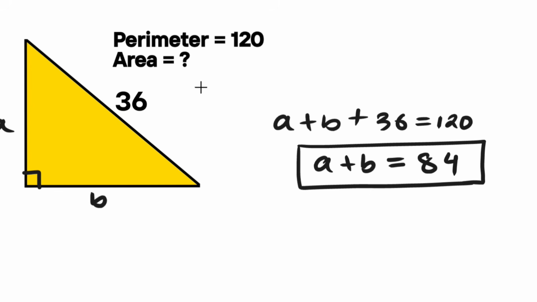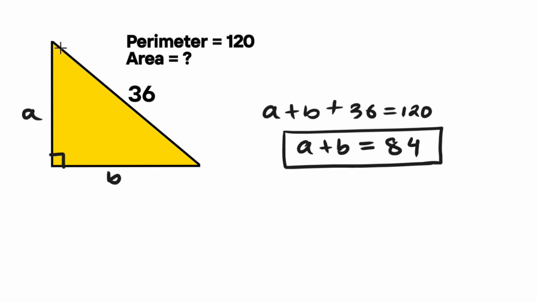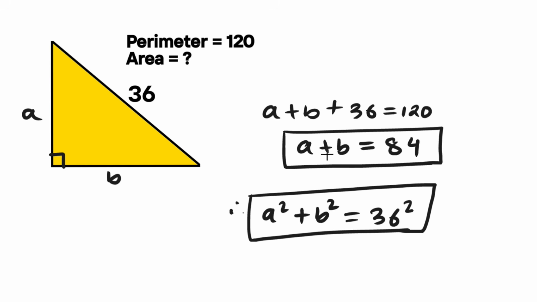Next, since this is a right triangle, we can apply the Pythagorean Theorem, which tells us that the sum of the squares of the two legs equals the square of the hypotenuse. So, a squared plus b squared equals 36 squared. At this point, we know two important facts. First, a plus b equals 84. Second, a squared plus b squared equals 36 squared.